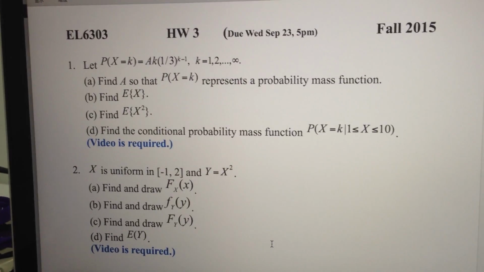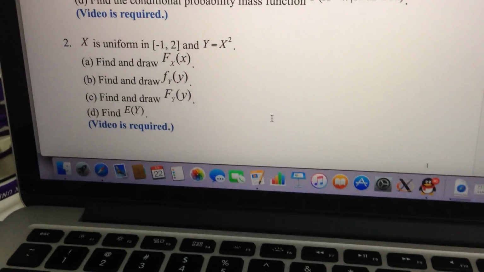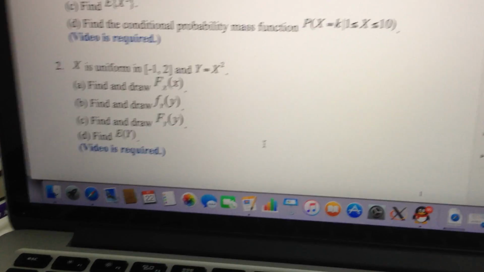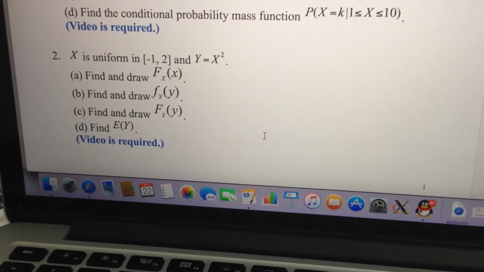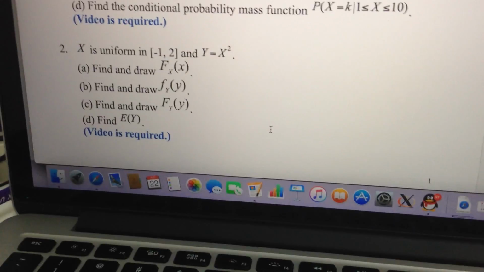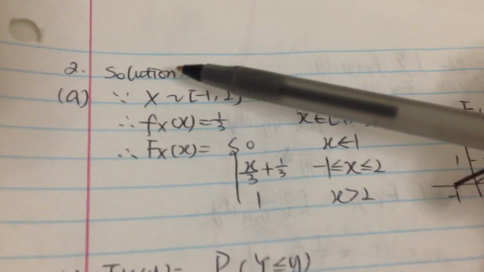I make this video for my class EL6303, and here is the second question in my homework 3. So first we're going to find and draw the distribution function of x. And here is the solution.